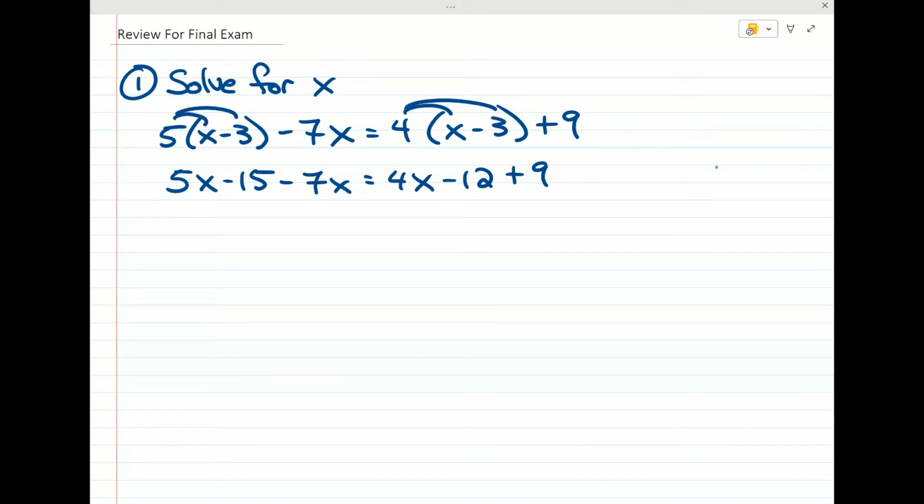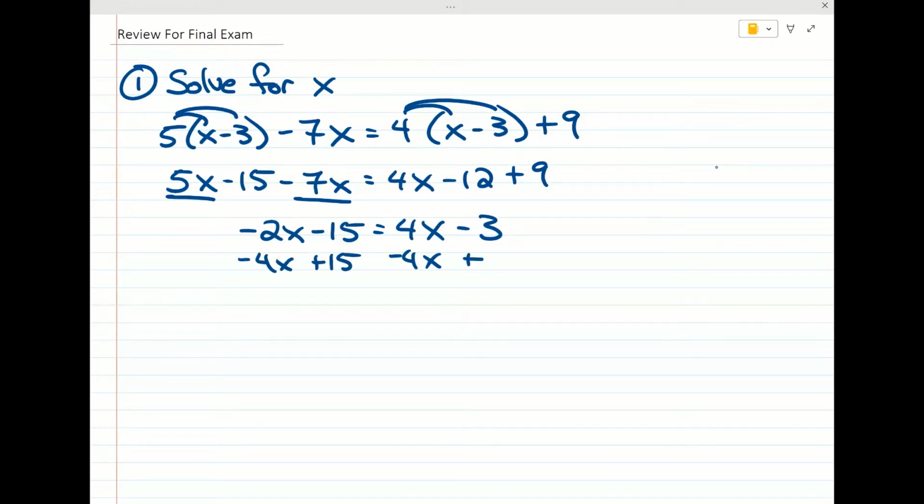Once everything is distributed, we can combine like terms on the same side. So this will be negative 2x minus 15 is equal to 4x minus 3. If we subtract 4x to get our variables on the left, and if we add 15 to get our constants on the right, we get negative 6x is equal to 12, and x would just be negative 2.